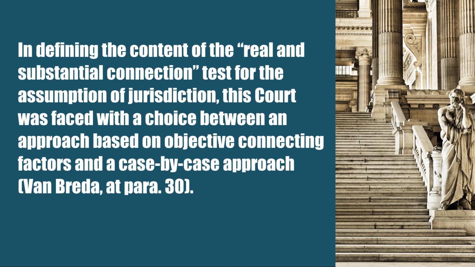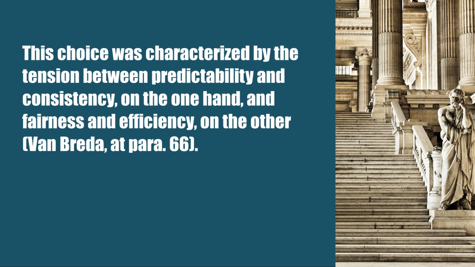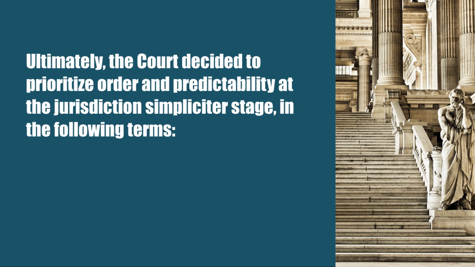In defining the content of the real and substantial connection test for the assumption of jurisdiction, the court was faced with a choice between an approach based on objective connecting factors and a case-by-case approach. This choice was characterized by the tension between predictability and consistency on the one hand, and fairness and efficiency on the other hand. Ultimately, the court decided to prioritize order and predictability at the jurisdiction simpliciter stage in the following terms.